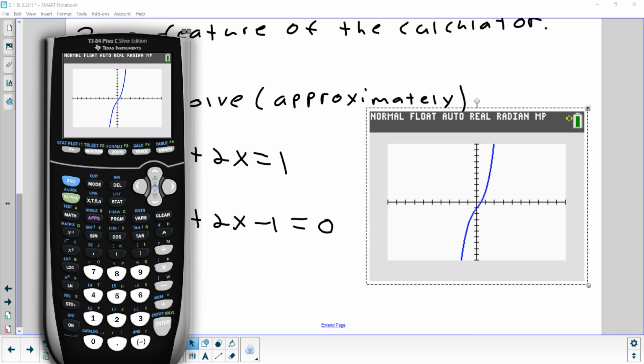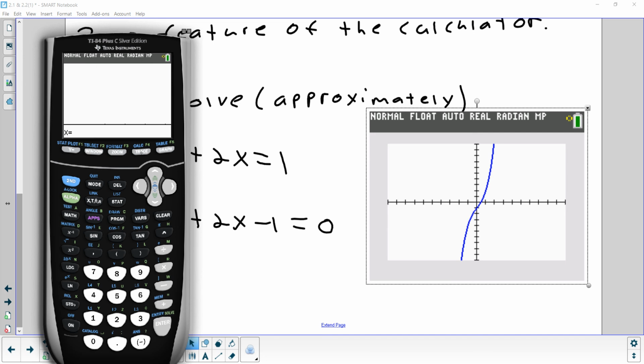I can actually check if it's 1/2 quickly by going to the table. Maybe it is. Type in 0.5. No. When I typed in 0.5, I did not get 0. So 0.5 is not the root, which means this is not a problem we could solve without the graphing calculator unless you know the cubic formula.